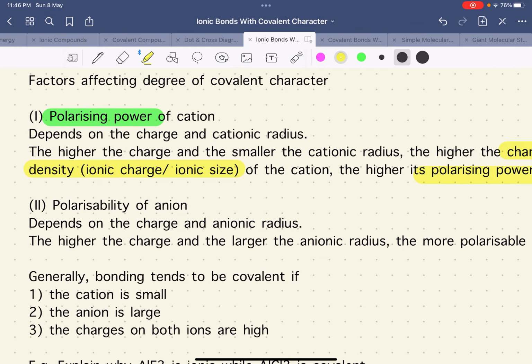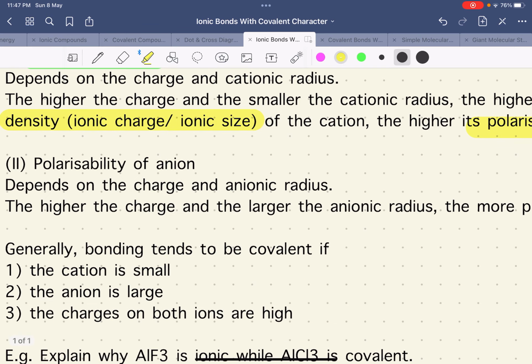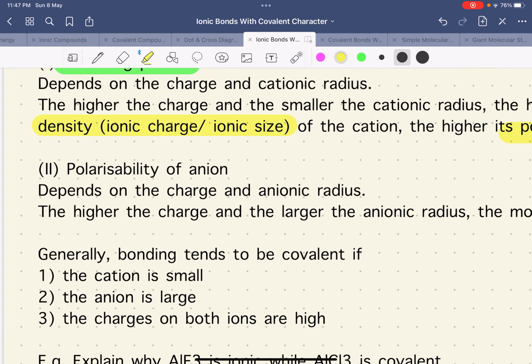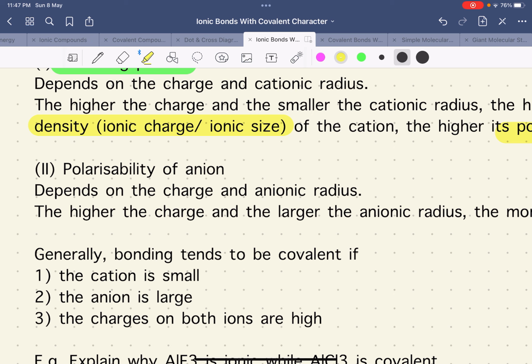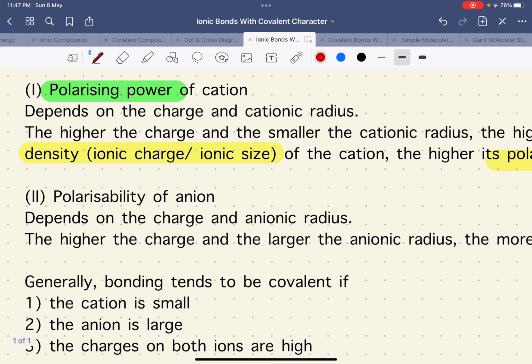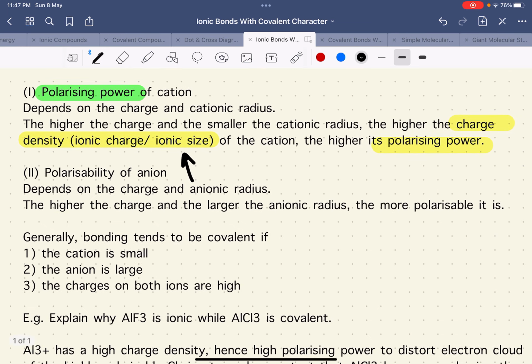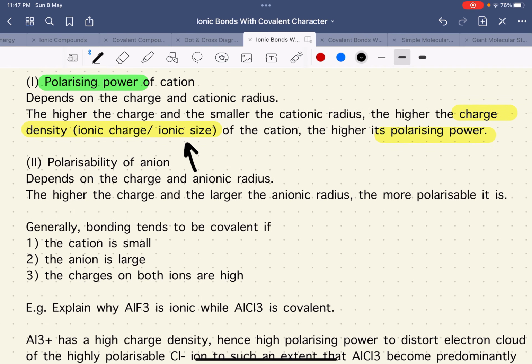Then it's the polarizability of the anion. The cation polarizes the anion. So the polarizability of anions depends on the charge and anionic radius. We use the same formula as shown here. The higher the charge and the larger the anionic radius, the more polarizable it is.